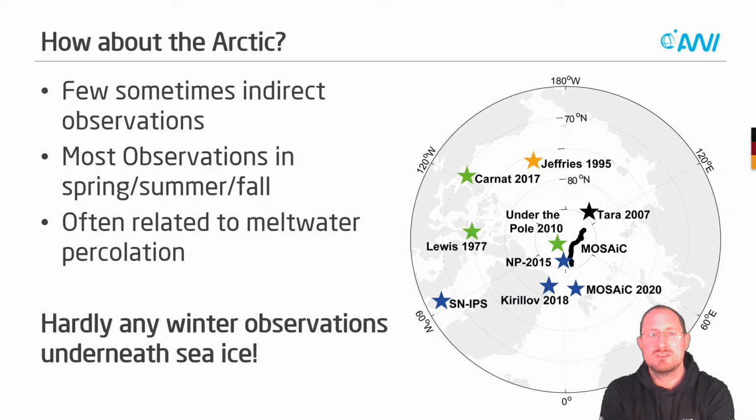There are only very few and mostly indirect observations, and most of them come from the seasons of spring, summer, or fall. Most of these describe fragile ice formation due to meltwater percolation, causing growth of platelet ice underneath the sea ice. However, there are hardly any observations during winter. There have been some, for example during the Tara drift, but MOSAiC was the first chance to really study this system over a complete winter season.